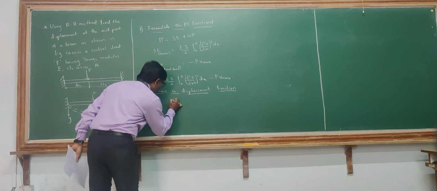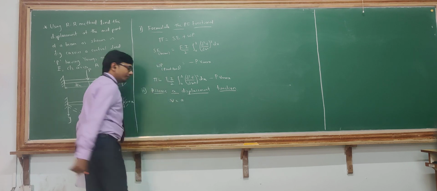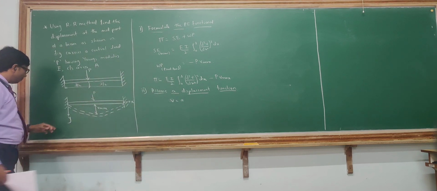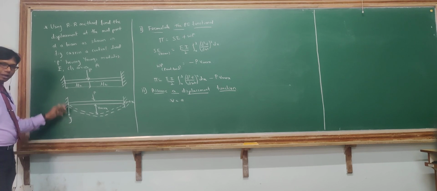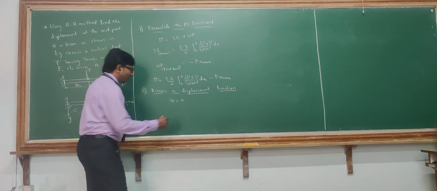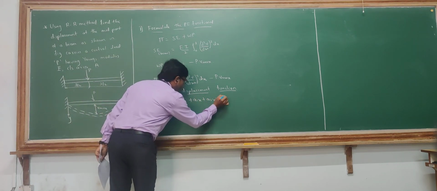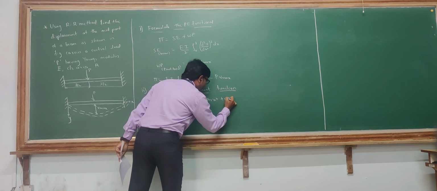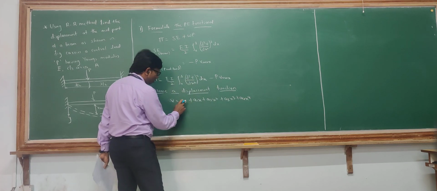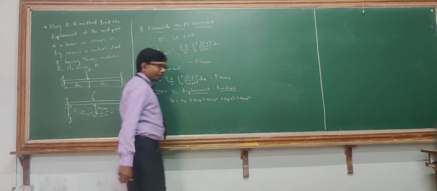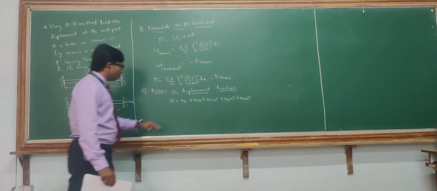So it will be u is equal to, instead of u we'll take it as v, because the displacement is happening along the y direction. v will be a0 plus a1 x plus a2 x squared plus a3 x cubed plus a4 x raised to 4. So how many constants? 1, 2, 3, 4, 5. So I have taken 5 constant values, and you have to find out the values of all the 5 constants.